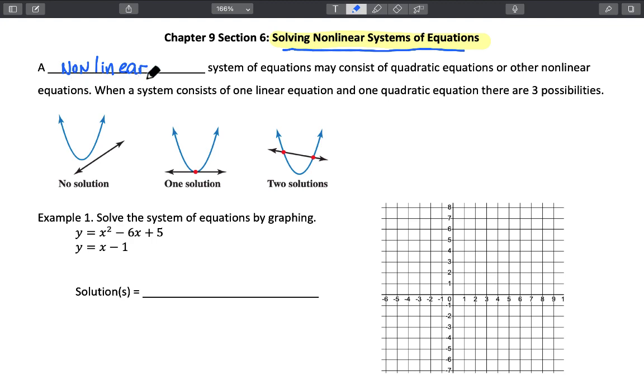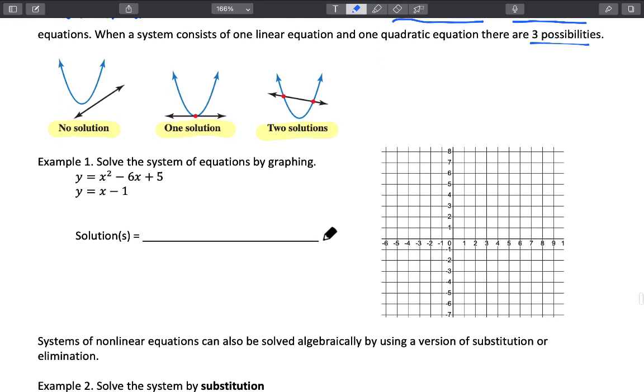So first of all, a non-linear system of equations may consist of a quadratic equation or other non-linear equations. When a system consists of one linear equation and one quadratic equation, there are three possible outcomes. This is very similar to what we saw with the solutions to a quadratic equation: no solutions, one solution, or two solutions. So let's see what it means to solve a system of non-linear equations.